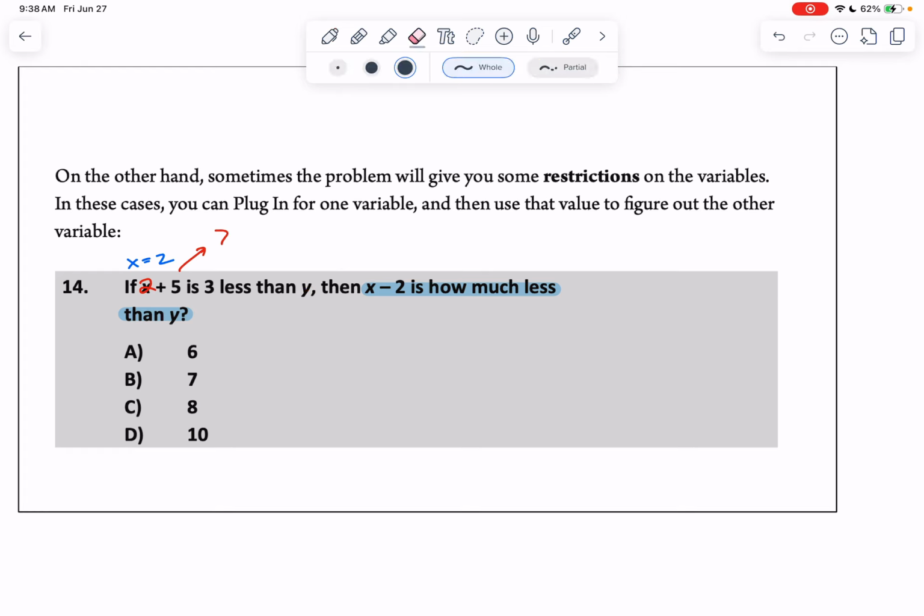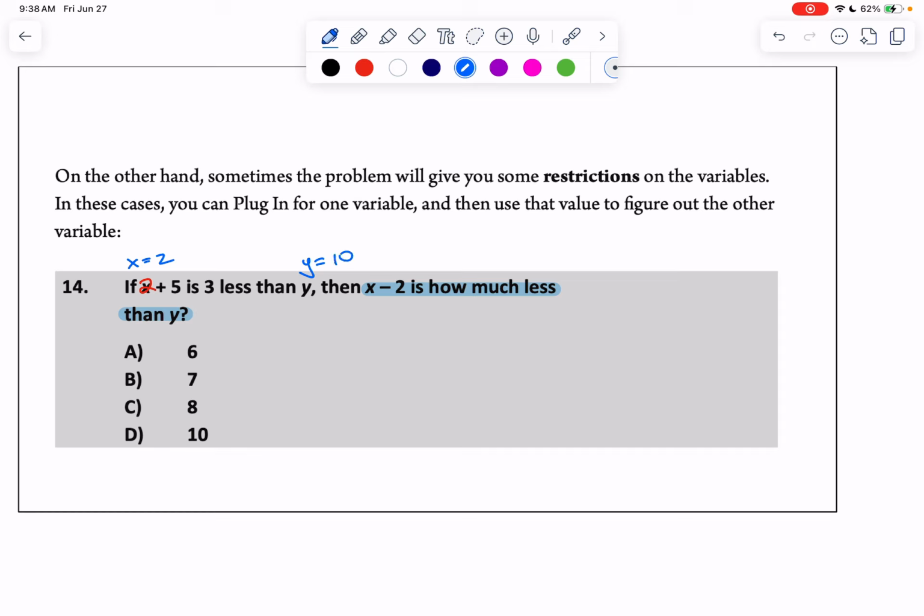So let me repick my y and say to myself, okay, if I decide that x is 2, that I picked randomly, 2 plus 5 is 7. Okay, and 7 is 3 less than whatever my y is. What is 7 3 less than? Well, 7 is less than 8 and 9 and 10, 11. So 7 is 3 less than 10. So we're going to say y is 10.